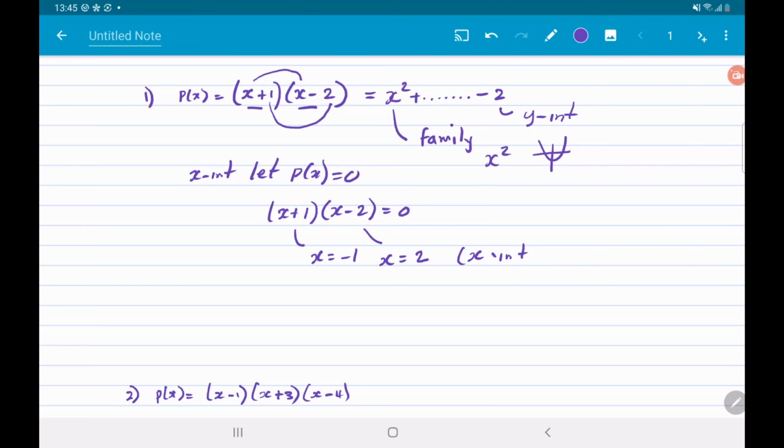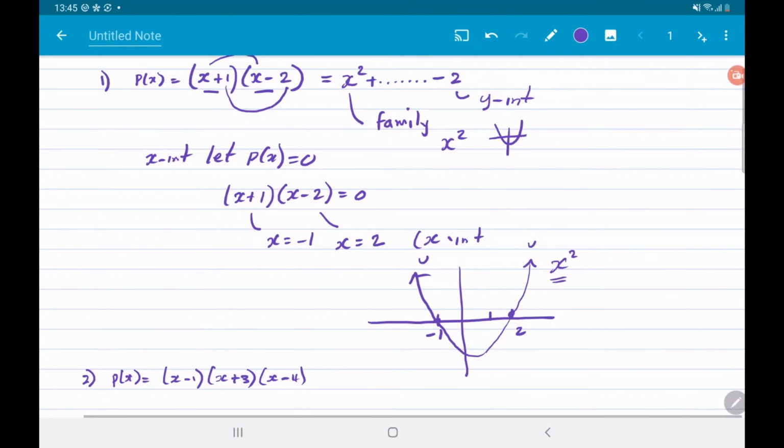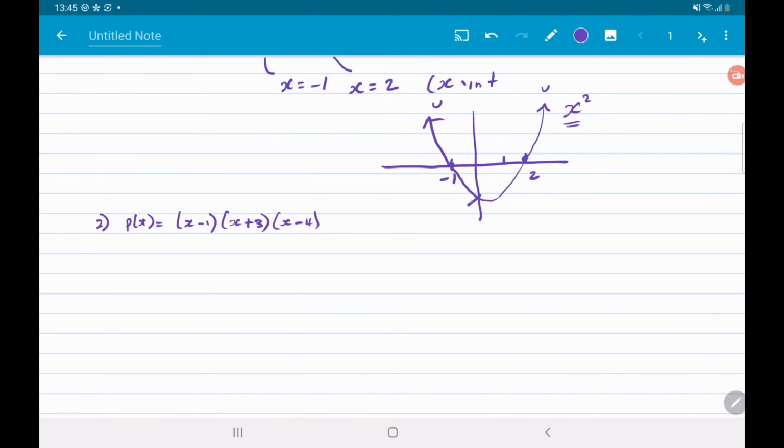So now we're ready to draw the graph. We mark our x-intercepts, minus 1 and 2. And the family is an x squared family. So we go down through the x-intercepts like that, x squared family. So it's an up graph and passing through the two x-intercepts. The y-intercept was minus 2, so that's that number there.